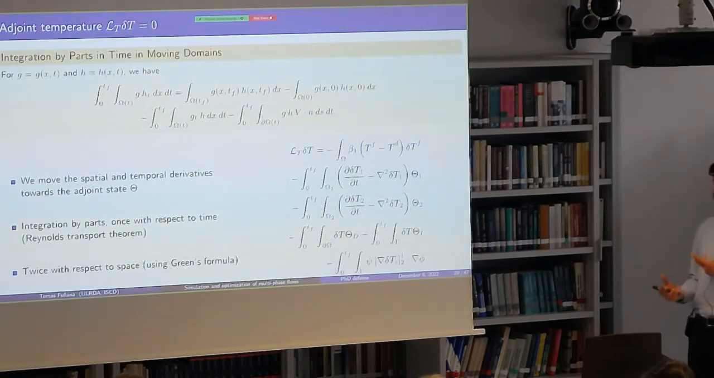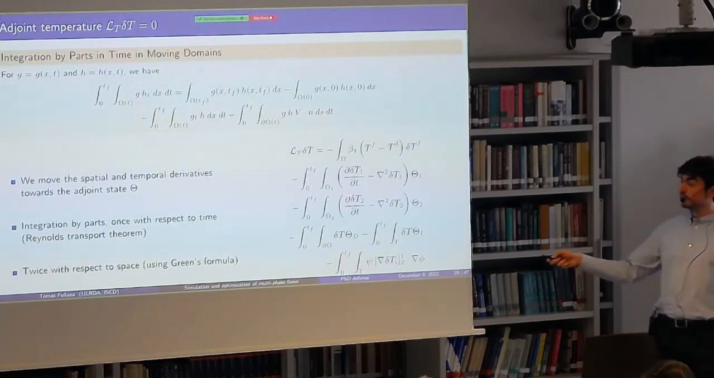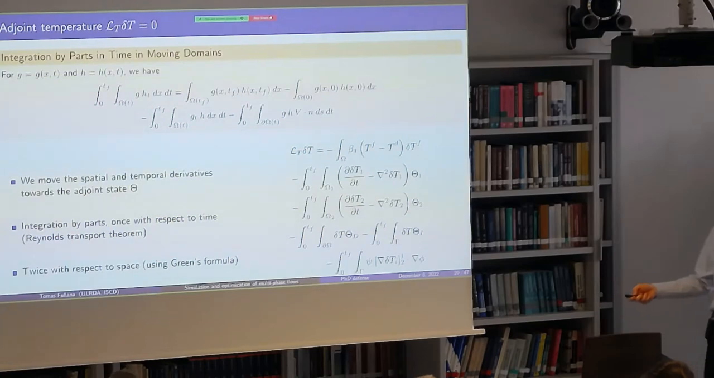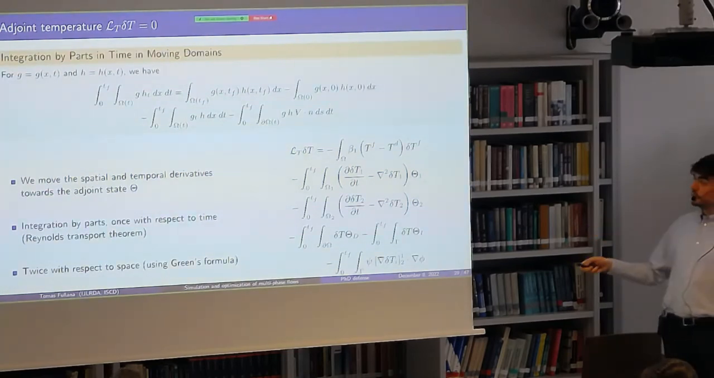Now, when we integrate by parts with respect to time, we are using the Reynolds transport theorem, and in particular, its corollary on integration by parts in time-moving domain. Because here, the domain of integration is time-dependent, so we need an extra term to take into account. And this is exactly the one that is added to the classical integration by parts formulation, which depends on the velocity of the interface V here.